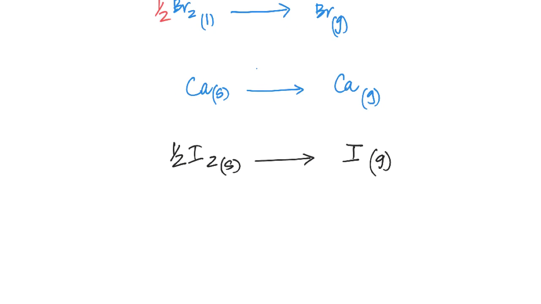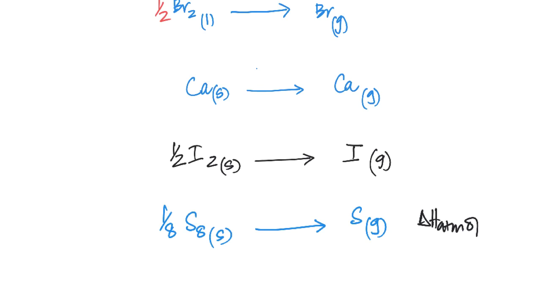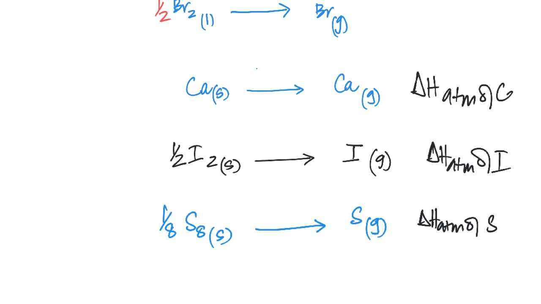If I wanted to talk about iodine, I would need one mole of iodine atoms, and from iodine in the standard state, that would be half I2 solid. And one more thing, sulfur. Let's say I want to talk about the atomization of sulfur. That would mean one mole of sulfur gaseous atoms, from what? S8 is how it's found in the standard state, and it's solid. So one over eight S8. So all of these, for example this, is known as the atomization of sulfur. This would be the atomization of iodine. This would be the atomization of calcium, and so on. And this will be the atomization of bromine.